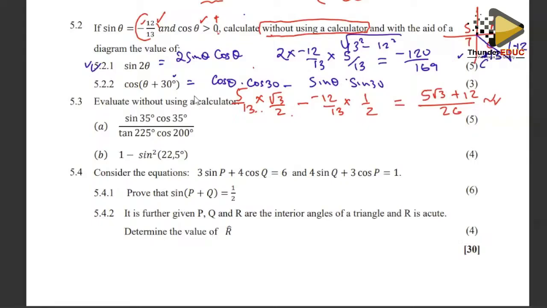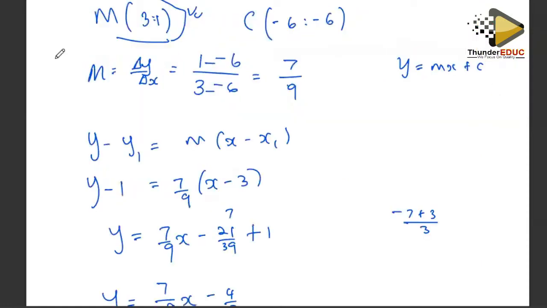Evaluate again without a calculator. So cos of 35, sine of 35, we have 225, we have 200. Let me write it this side. Okay, so it's saying sine of 35, cos of 35, tan of 225, and then cos of 200.